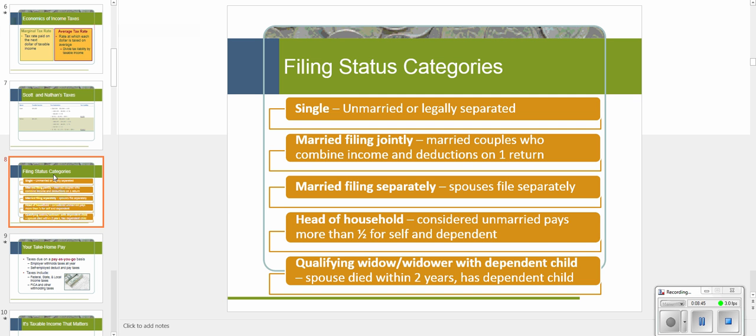So if we look at the next thing we want to touch on, you have to know your filing status. There are 5 different filing statuses. There's single. Single is for anybody that is unmarried or legally separated, okay, with no children that they're claiming. That would be single. Then you have married, filing jointly. Married, filing jointly is married couples who combine income and deductions on one return. Married, filing separately would be married couples whose spouses file separately. You don't file your tax return together.